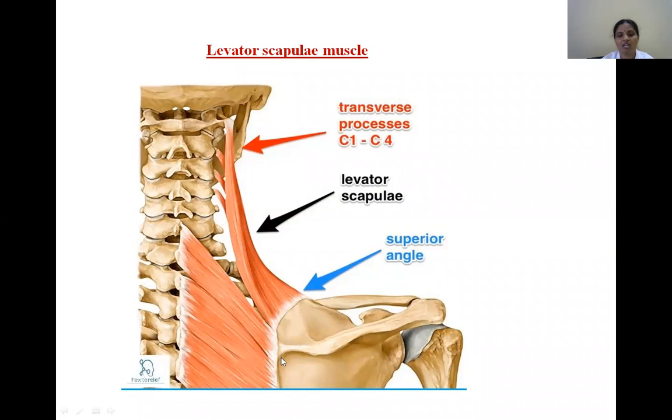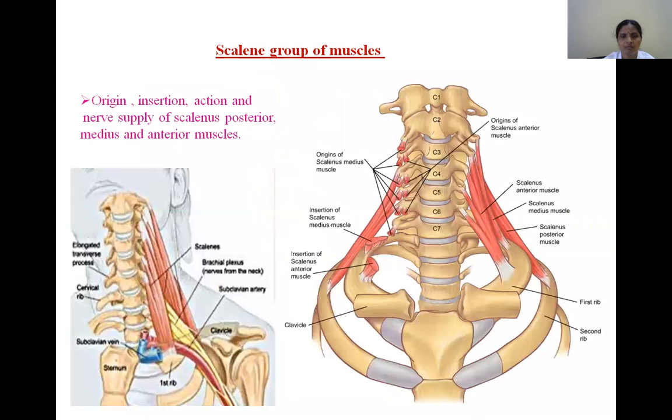And rest of the medial border, as you know, receives 2 more muscles. What are these muscles? Rhomboideus minor and rhomboideus major. Right? So as the name indicates, levator scapulae, by contraction of levator scapulae, it elevates the scapula. Okay, this is the action of the levator scapulae muscle.